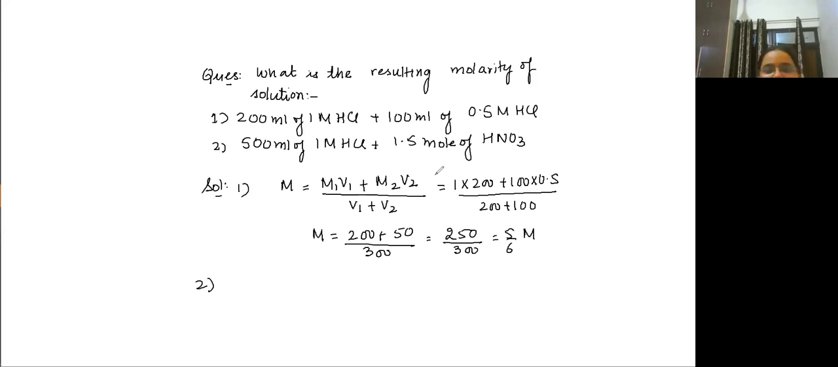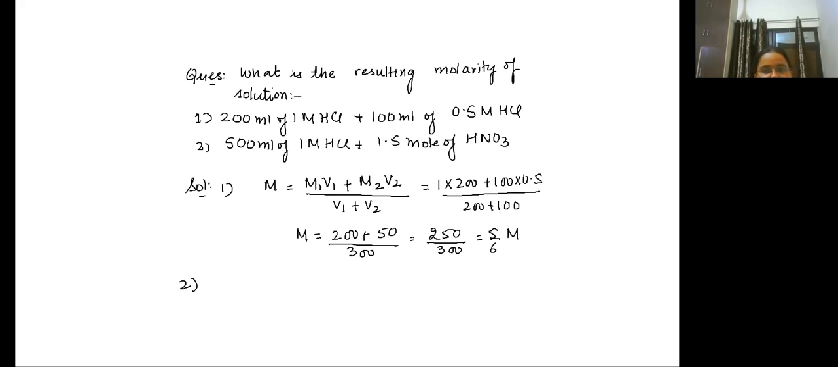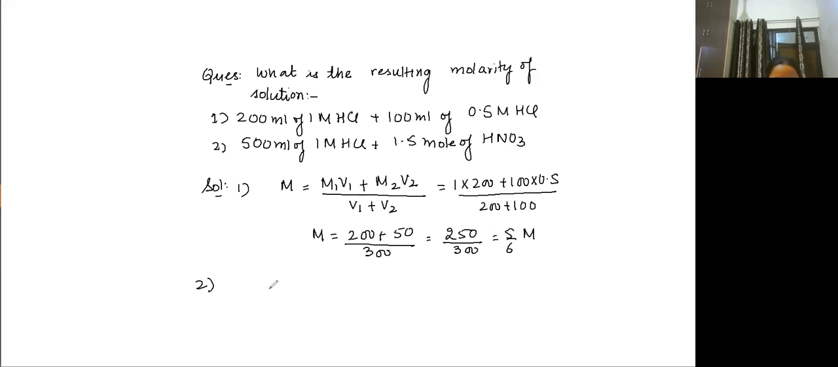Now in the second case, how will you find out molarity? Molarity will be moles of HCl plus moles of HNO3 divided by total volume. This will be the final molarity. Will you agree that this will be the final molarity?